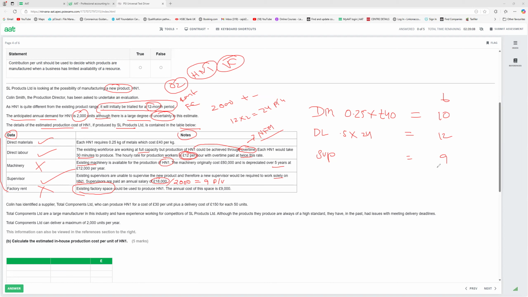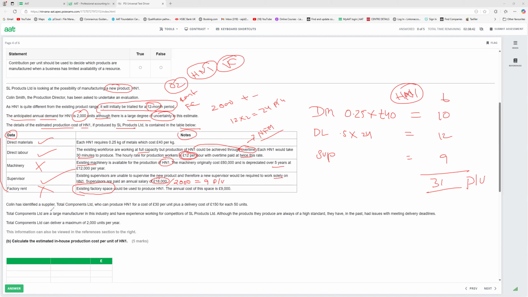So I have 10, 12, and 9. That will be 22 plus 9, 31. 31 per unit. So if I make this HN1 myself, that will cost me 31. Now the next point: is it better to make or is it better to buy? Let's look at the comparison.